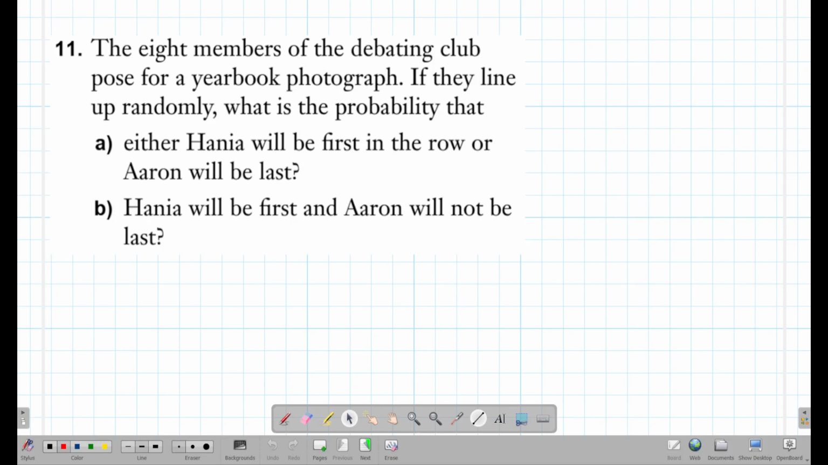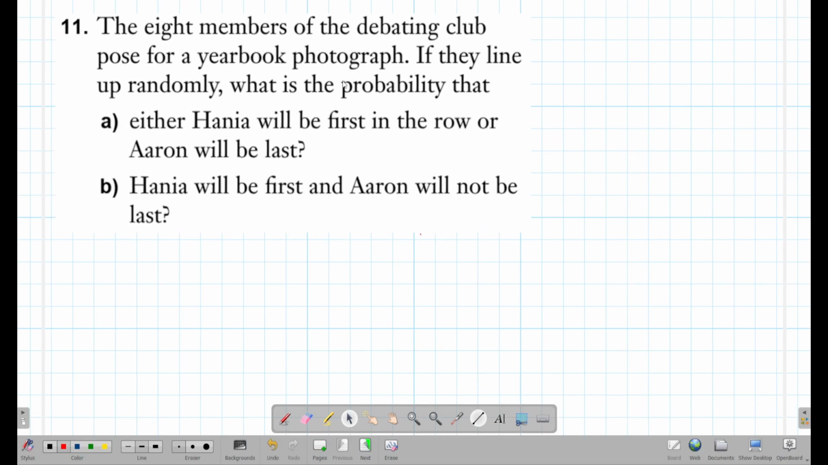All right, this is, I believe, question 11 from 6.5, mutually exclusive events. So this question reads: the 8 members of the debating club pose for a yearbook photograph. If they line up randomly, what is the probability that either Hania will be first in the row, or Aaron will be last? And then B, Hania will be first and Aaron will not be last.